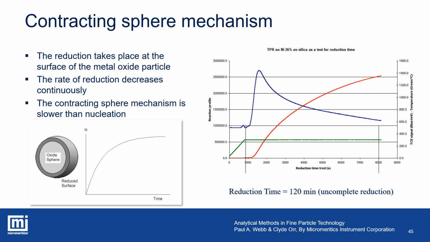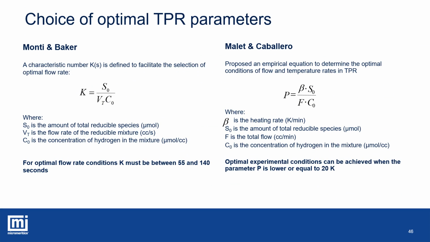The analytical conditions to run reduction experiments should be optimized, putting in relation the amount of reducible species with the hydrogen concentration, the flow rate, and the temperature rate. Mont Baker proposed a method to optimize the flow rate as a function of the reducing gas concentration and the total available redox sites, while Mallet and Caballero proposed an empirical method to optimize also the temperature rate.